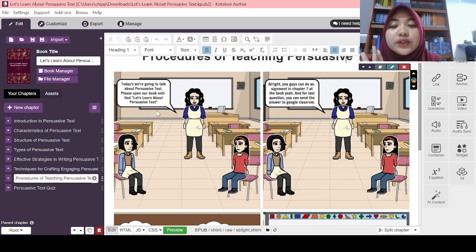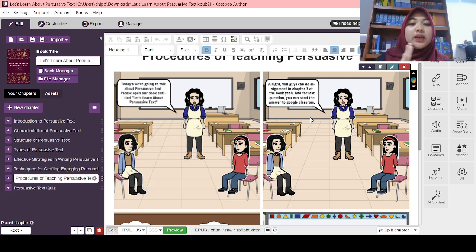The first, there will be a teacher. The teacher says that today we're going to talk about persuasive text. Please open our book titled Let's Learn About Persuasive Text. And the student is listening to the teacher. So this comic strip describes the opening of the lesson on teaching persuasive text.